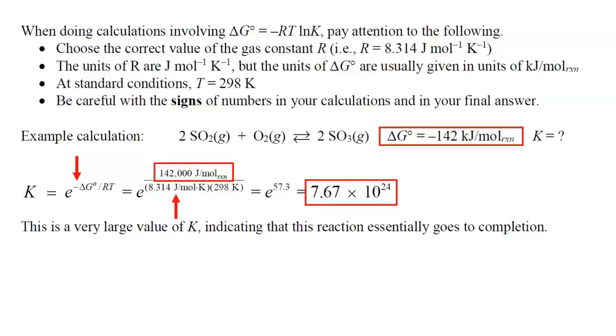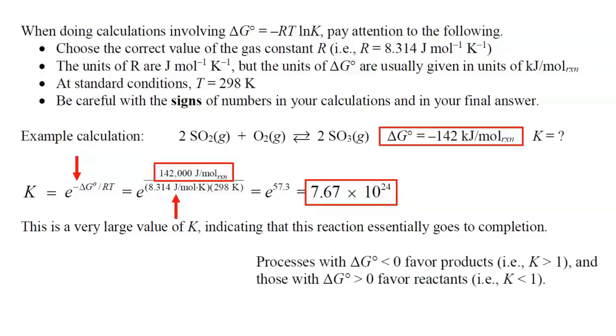So when a reaction is thermodynamically favored from left to right, you have a value of K that is greater than 1. So if the delta G is negative, the value of K is greater than 1, favoring the products. On the other hand, if the value of delta G is positive, then that would mean it's not thermodynamically favored from left to right, but rather is favored in the opposite direction. And that would favor the reactants, or that K is less than 1.